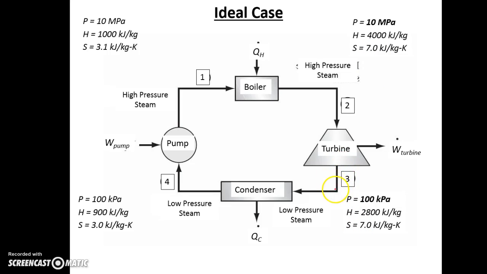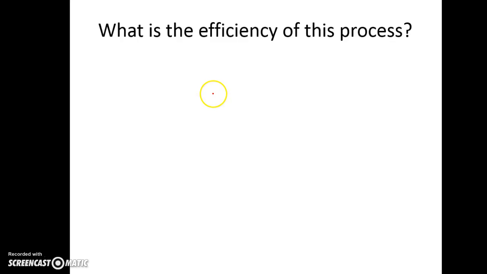The stream exiting the turbine is mostly vapor, partially a small fraction of it is liquid. It enters the condenser, condensing into liquid water. The liquid water is then pressurized by the pump before it enters the boiler. So the question you're going to ask is, what is the efficiency of this process?